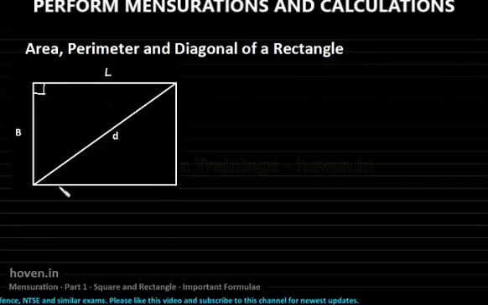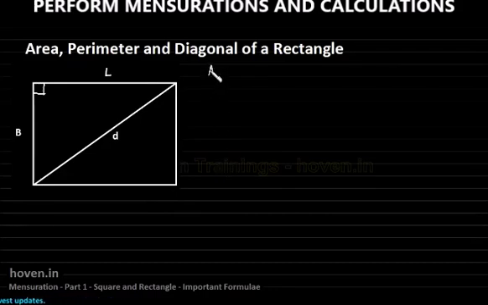This is 90, this is 90, this is 90, and all the angles of a rectangle are 90 degrees. And this is the diagonal of the rectangle that joins the two opposite corners of the rectangle. The area of a rectangle is defined as the product of length and breadth.